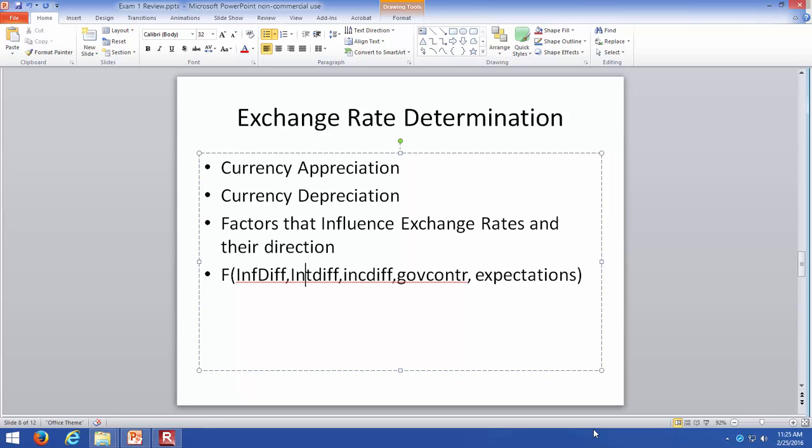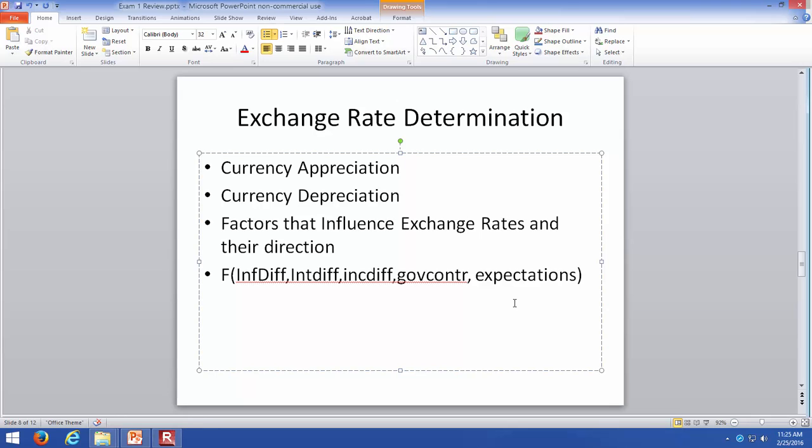And why does it happen? The reason why that happens is because people in the US perhaps can import more from other countries, which means that they're going to sell more dollars and buy more of the foreign currency. Okay. The other variable we talked about was government controls.